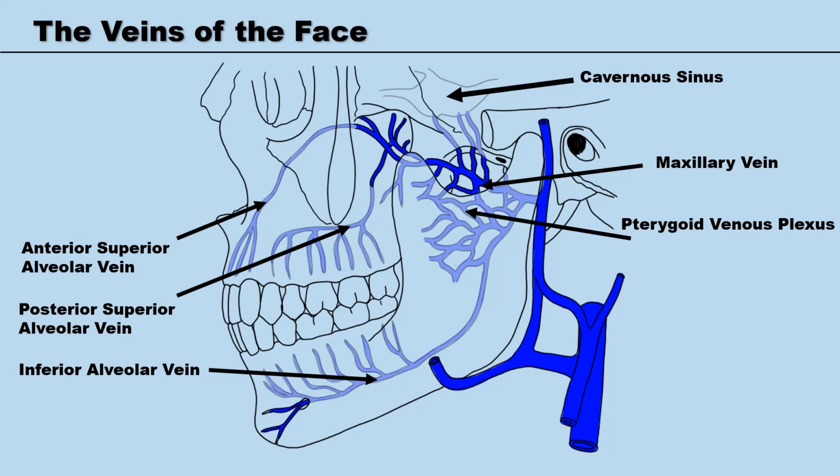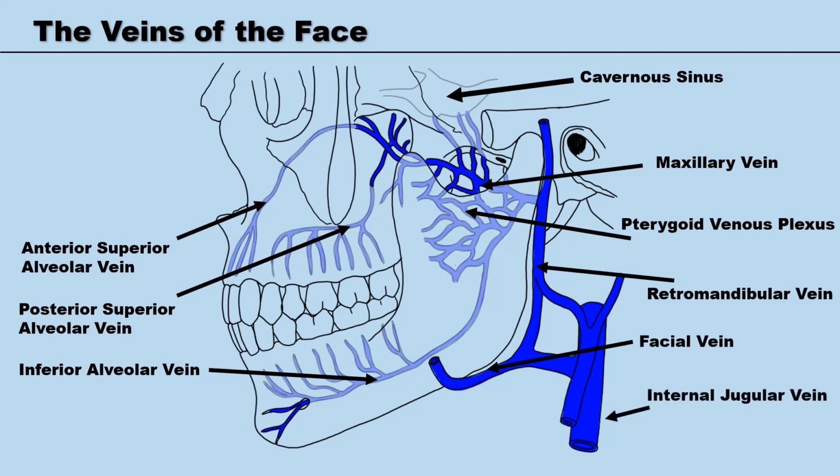The maxillary vein drains into the retromandibular vein, which combines with the facial vein to form the common facial vein that drains into the internal jugular, whilst the anterior portion of the retromandibular vein drains into the external jugular vein.